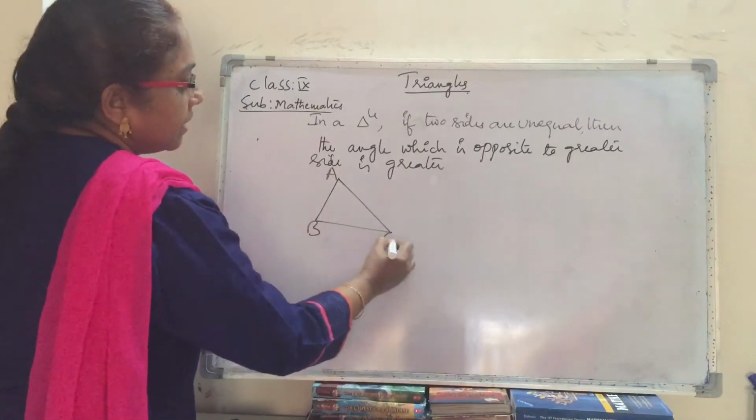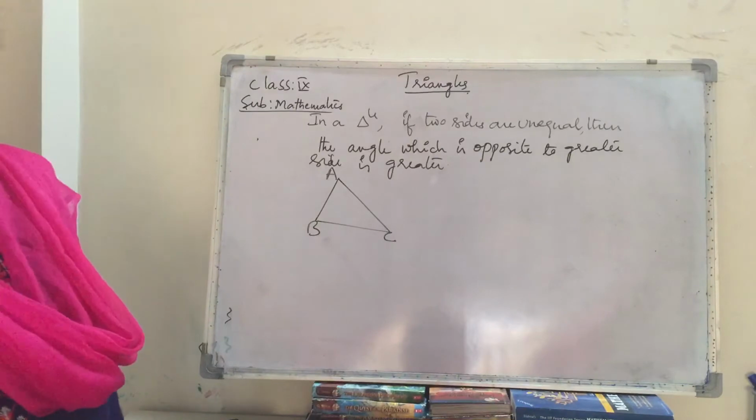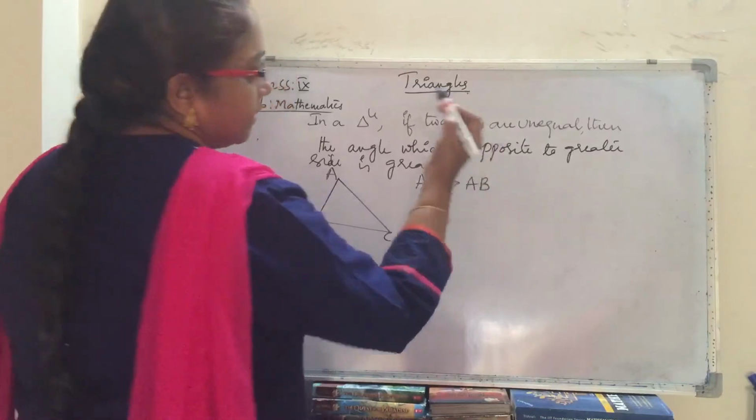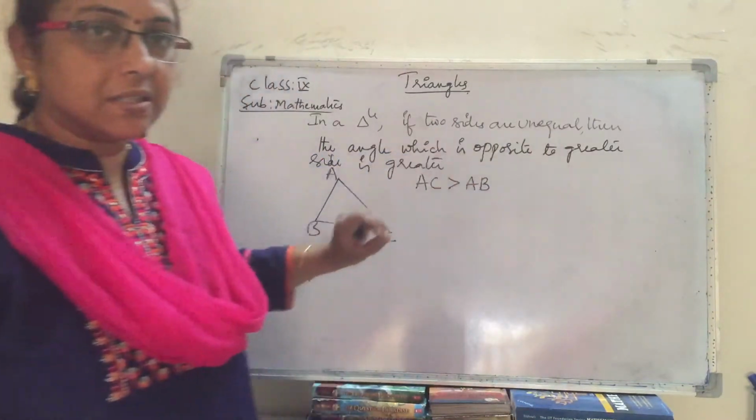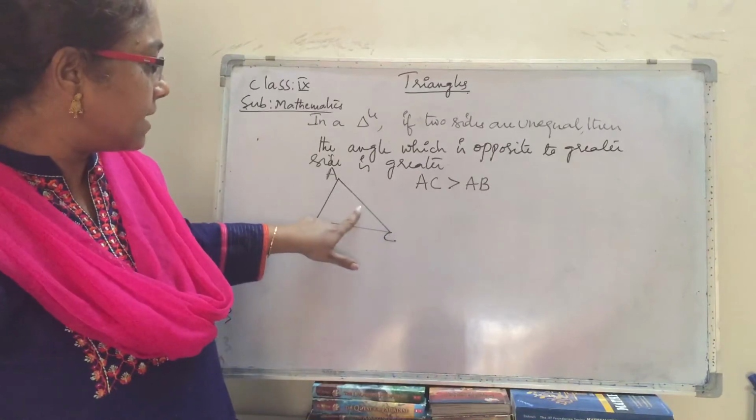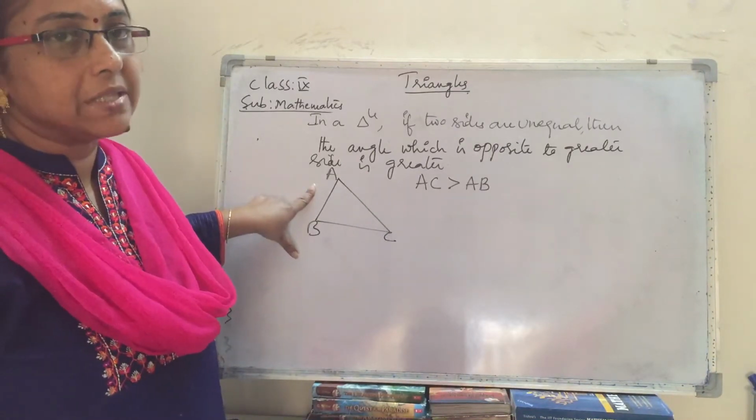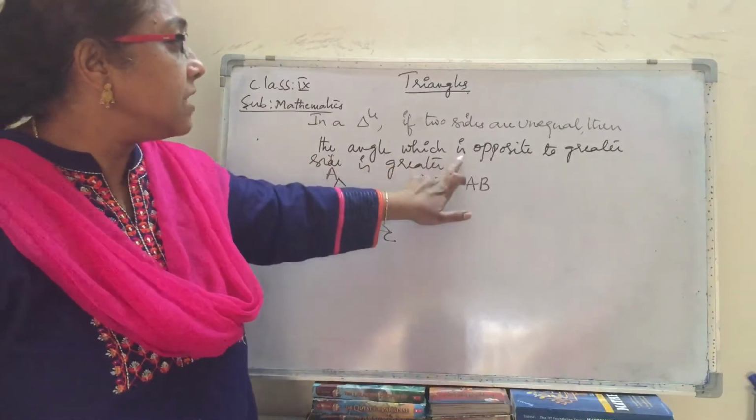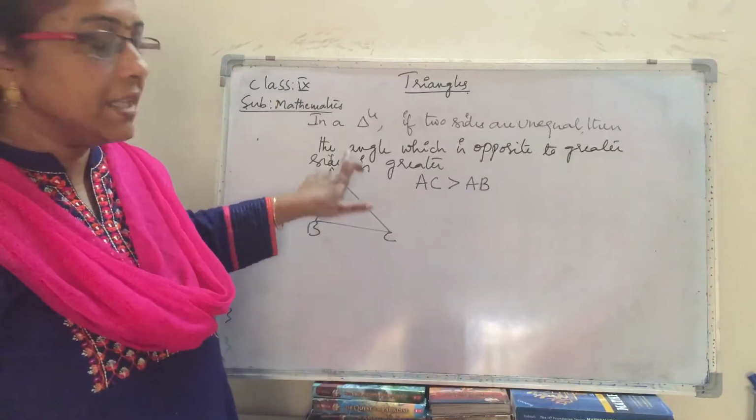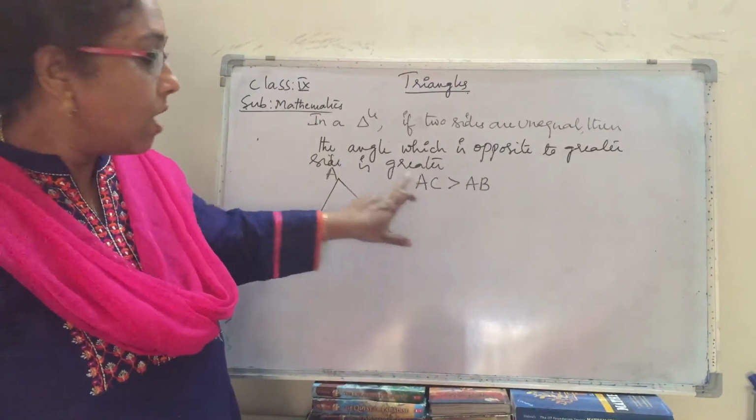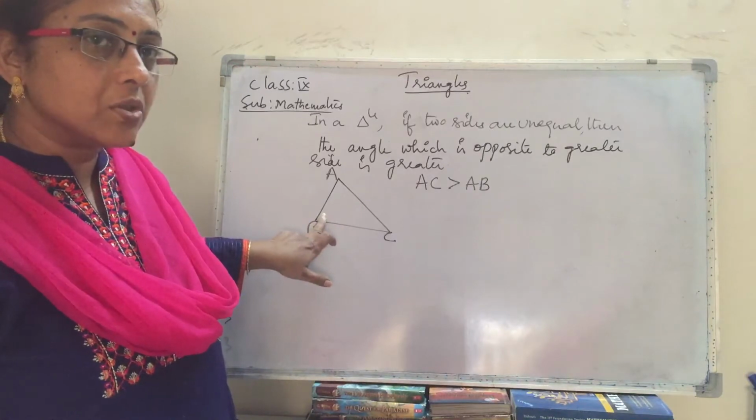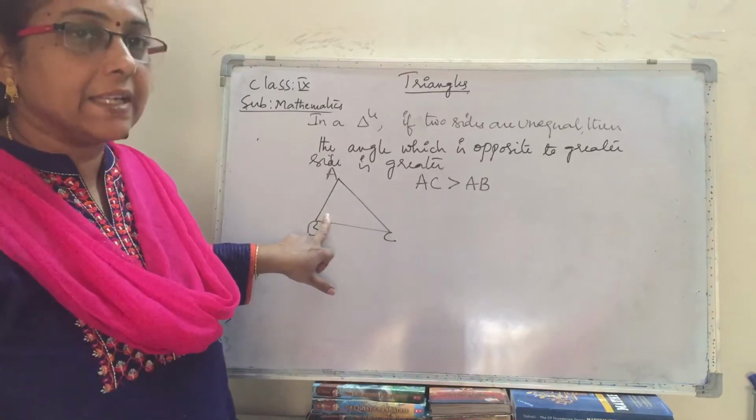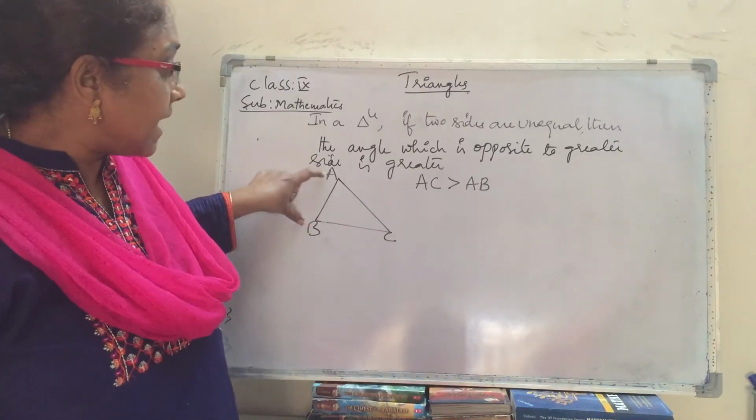ABC is a triangle. Here, suppose we consider AC side is greater than AB side. So two sides are unequal means here we consider AC side is more than AB side. Okay. Then what do we have to prove? The angle which is opposite to the greater side. Here which side is greater? AC side. Which angle is opposite to this AC side? Angle B.